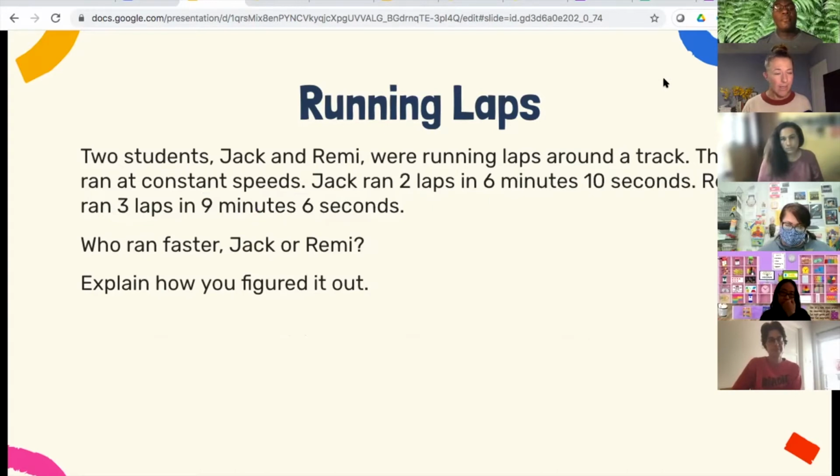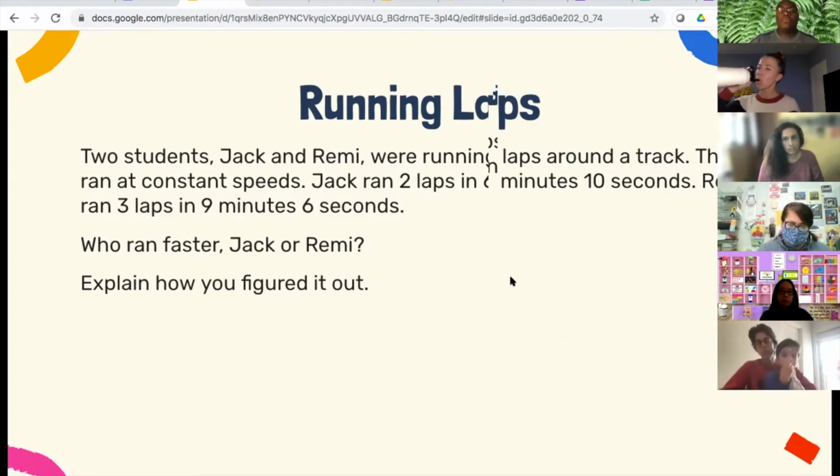So here's the big reveal. So they're running these laps, they're running at constant rates, excuse me. Jack ran 2 laps in 6 minutes, 10 seconds. Remy ran 3 laps in 9 minutes, 6 seconds. So I'll give you a moment just to digest that and think about who ran faster. So who do we think ran faster, Jack or Remy?